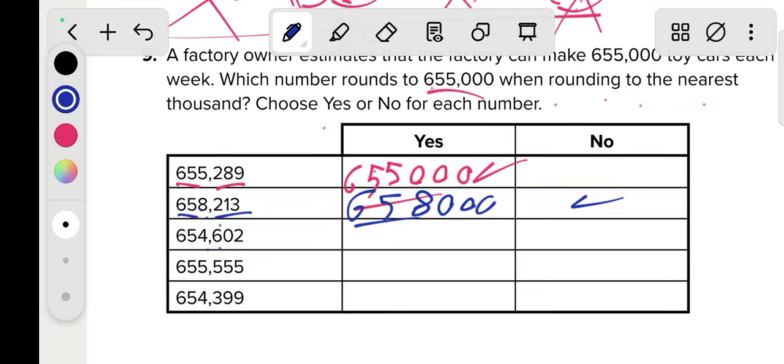The thousand is 4. What's the number after 4? It's 6. 6 is a rich number. So we have to add 1 to this 4. So this 4 is going to be 5. Before keep, after zeros. Is this 655? Yes, true. So you have to put yes.